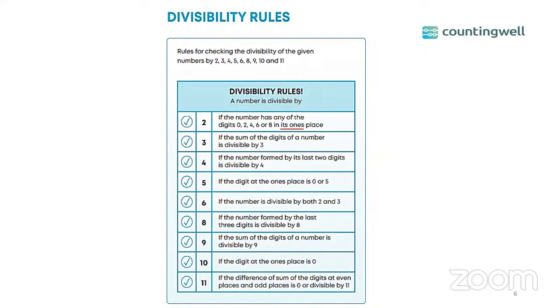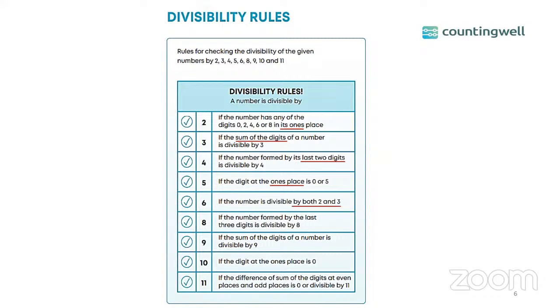For number 3, if the sum of the digits of a number is divisible by 3, we say that the number is divisible by 3. If the number formed by its last two digits is divisible by 4, we say that number is divisible by 4.